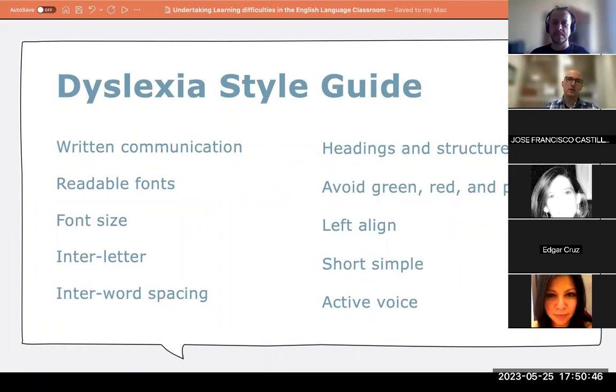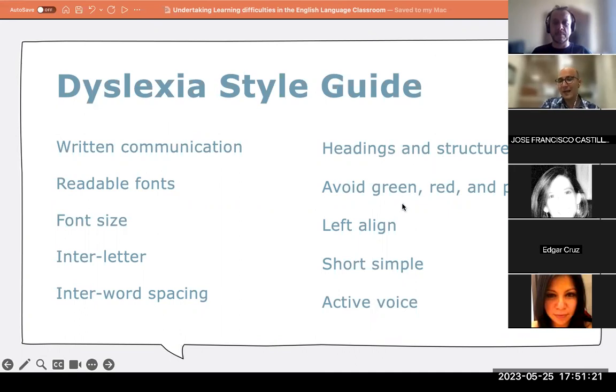Search for this online. It'll tell you a little bit about your written communication. For example, my presentation has taken some of these considerations in order to be readable as much as possible to people with learning difficulties. It'll tell you about readable fonts, which fonts are best to use. It'll tell you about the font size, the interletter spacing, the interword spacing. It'll tell you about headings and structure.